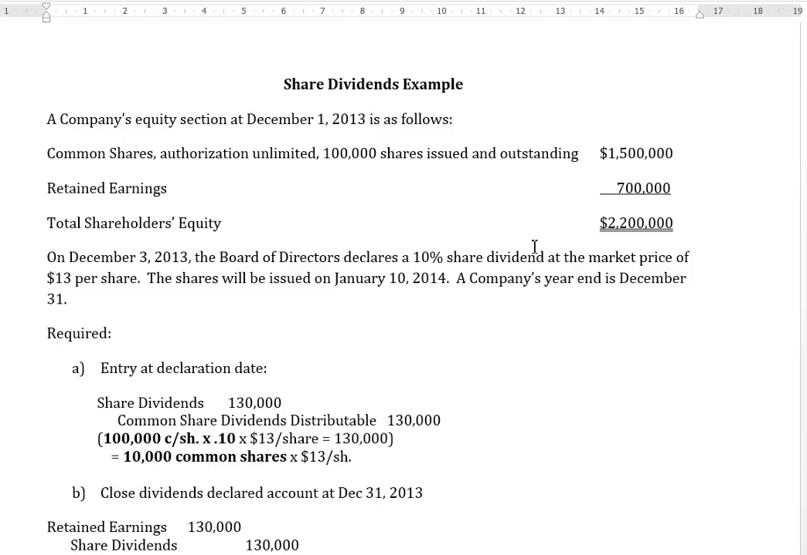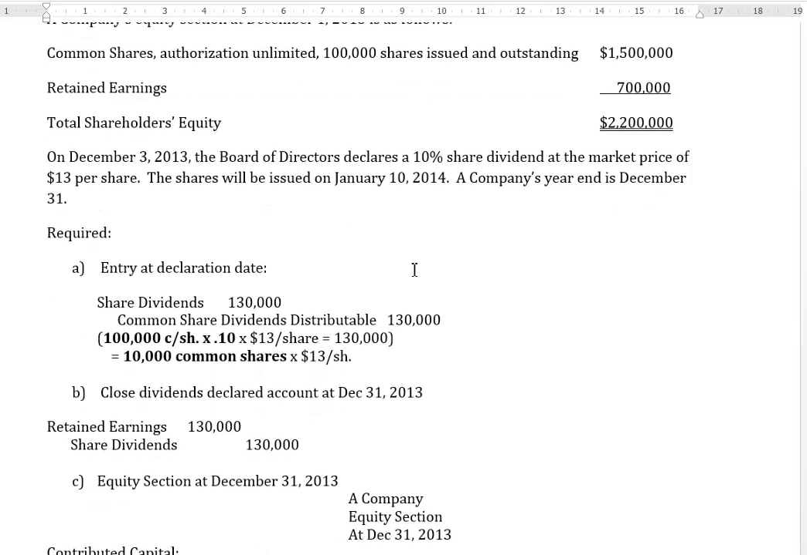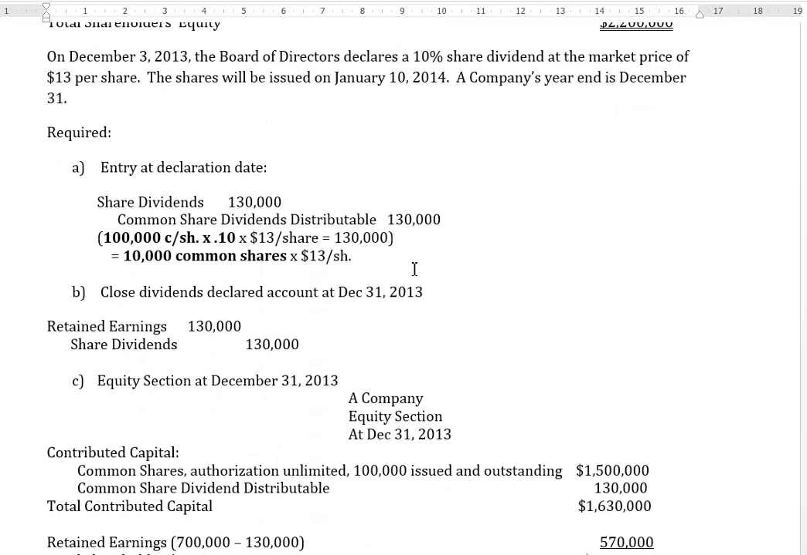Now, a couple of days later, on December the 3rd, the board declared a 10% share dividend at a market price of $13 a share, and they're not going to issue the shares until January the 10th, 2014, and we just wanted to make it clear that the company has a December 31st year end. So what we wanted you to do is to make the journal entries at the declaration date.